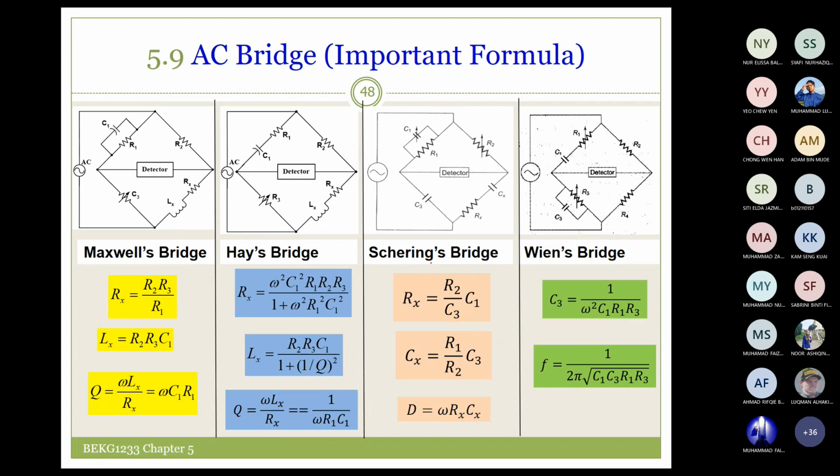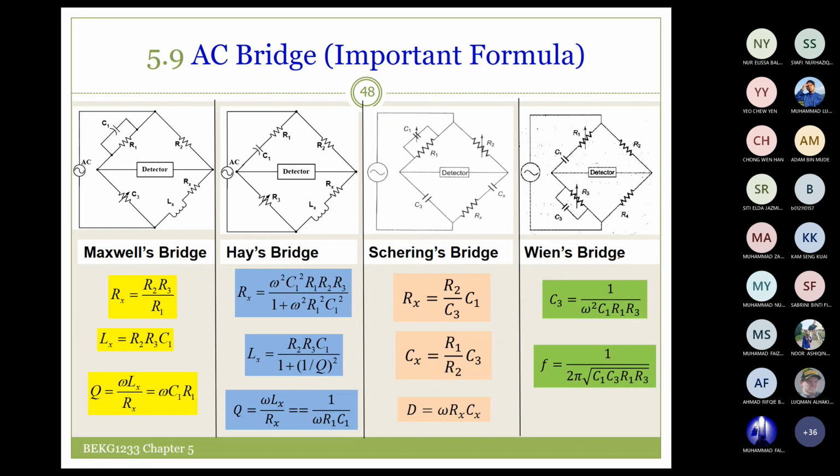And also for the Schering bridge, you have to find the Cx and Rx. So this is the Schering bridge for the Rx and Cx, and then for the dissipation factor, you have to use the Rx and Cx inside the dissipation factor equation.